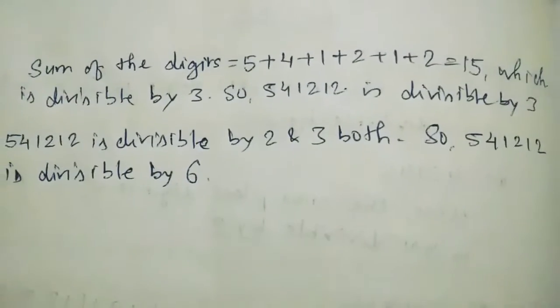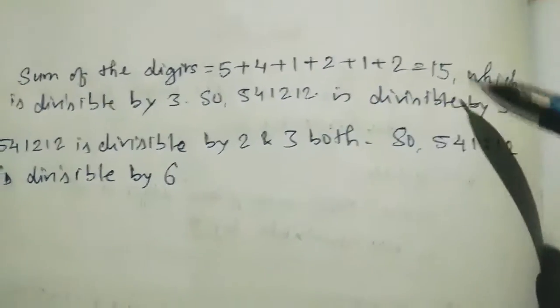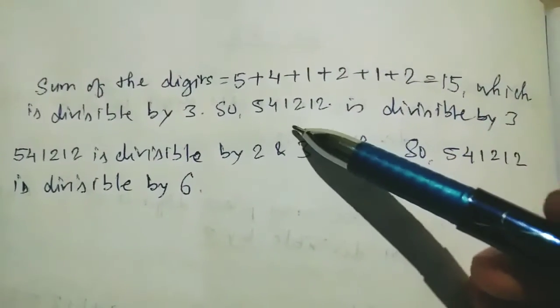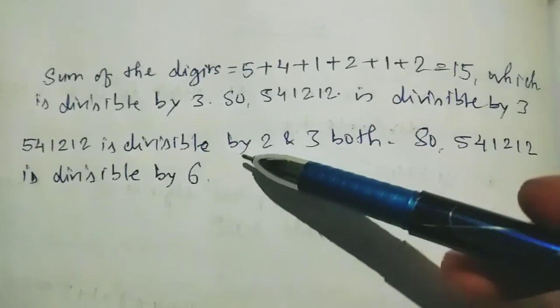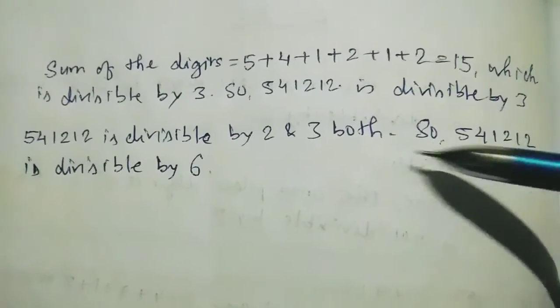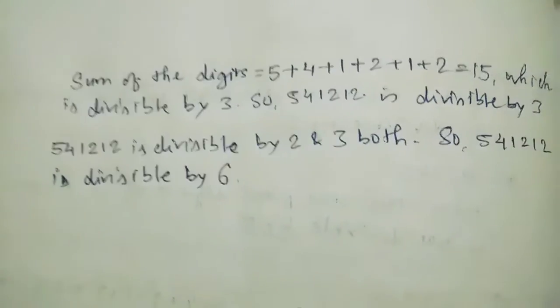What is given? You have to check the sum of the digits first of all. The sum of the digits is coming 15, which is divisible by 3. So 541212 is divisible by 3 also. So 541212 is divisible by 2 and 3 both. So 541212 is divisible by 6 also, right?